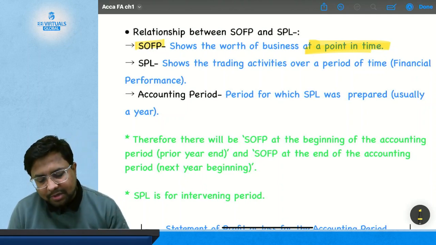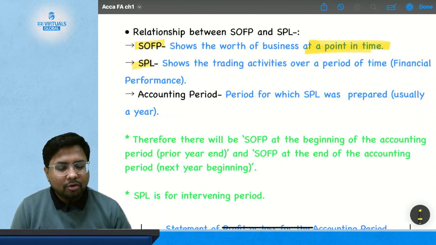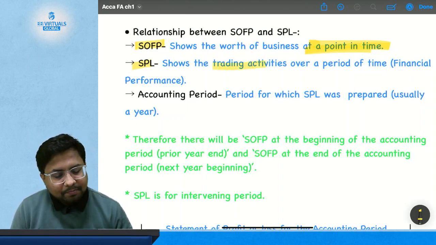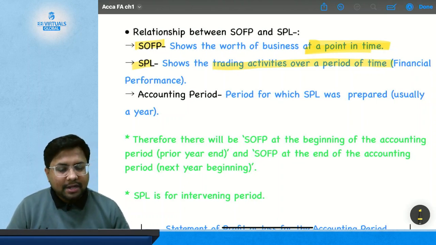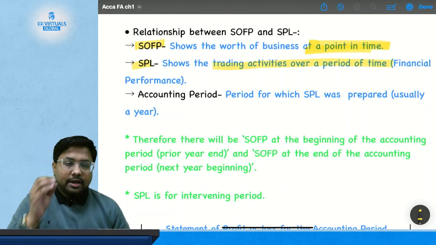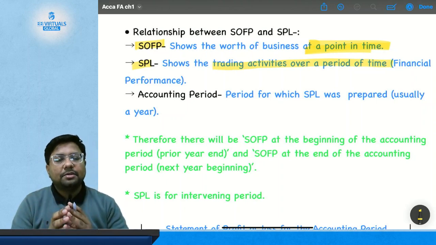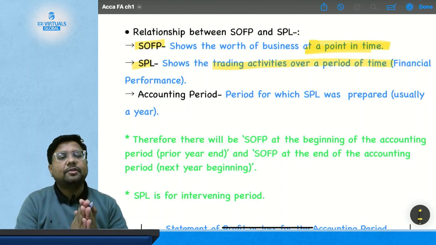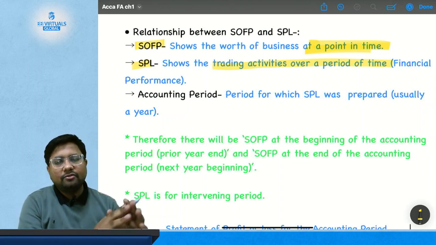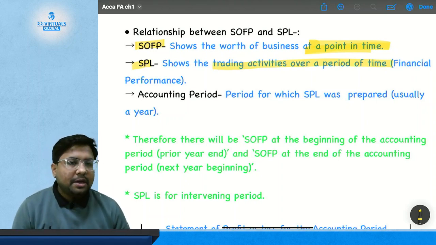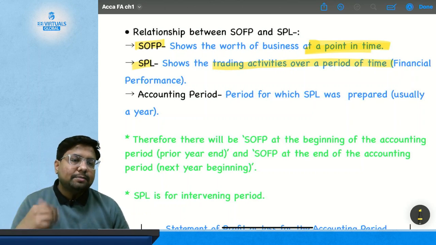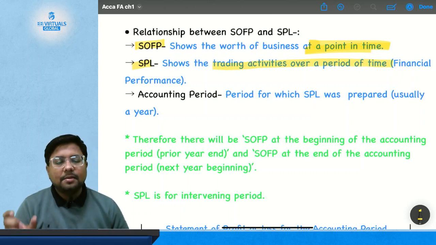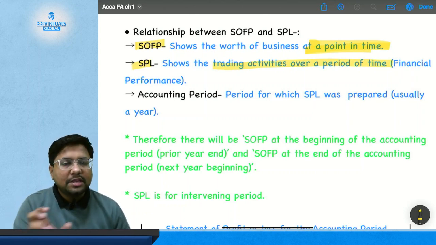But when it comes to SPL, the statement of profit or loss, it covers a period over time. It covers the accounting period. That means I can say what is my financial performance for quarter 1, quarter 2, 3 and 4. That can be determined separately. If I need separate performance for each quarter, I have a statement of profit or loss for each quarter.